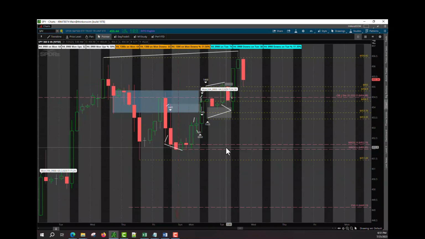So far we see a big trend right here, and check out the buy side liquidity. And let's see, maybe it goes short.